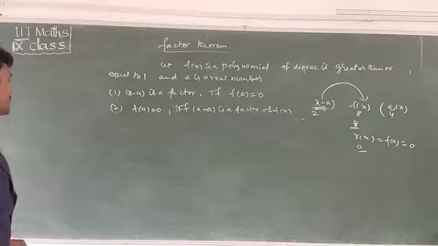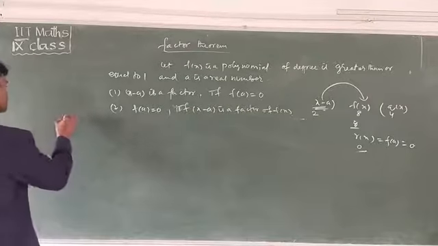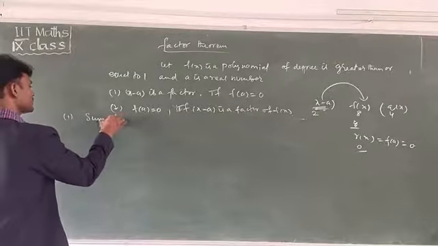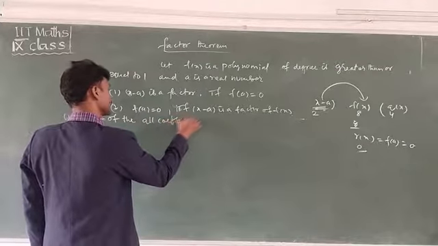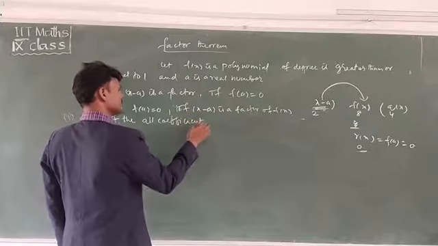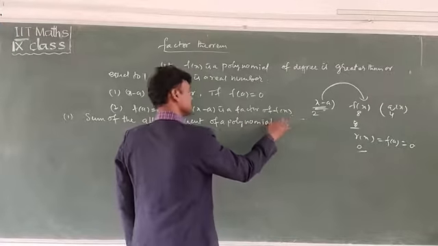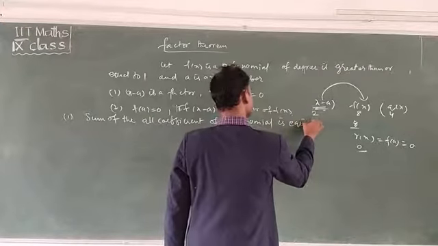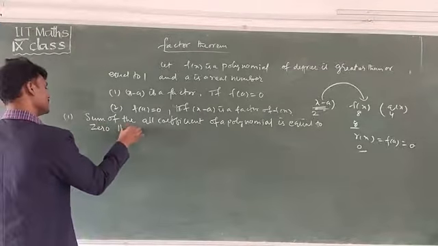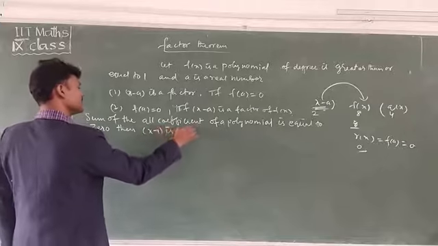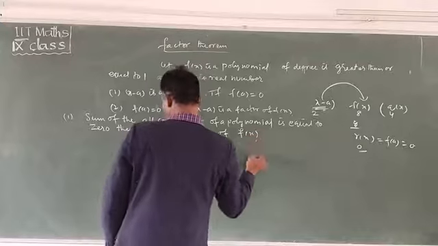Now see here, two conditions. I will give you two examples. First one: if the sum of all the coefficients of a polynomial is equal to 0, then x minus 1 is a factor of f of x.